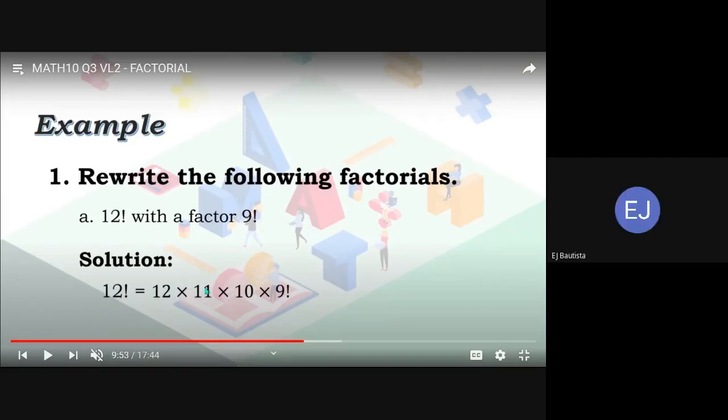Okay, so pwede ring 12 times 11 factorial, kung ang hinihingi sa yung factor ay 11 factorial. Kung ang hinihingi naman sa yung factor ay 5 factorial, so you have to write it 12 times 11 times 10 times 9 times 8 times 7 times 6 times 5 factorial. Okay? Okay po. So, depende.